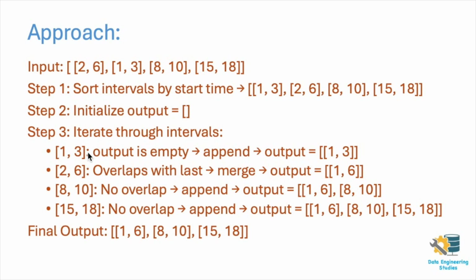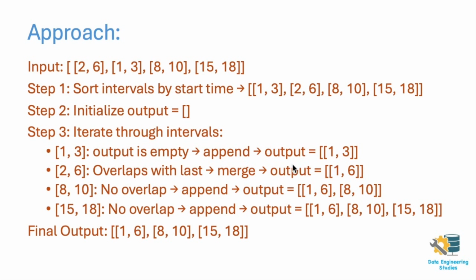The next step is we will iterate through the intervals. We will take the first interval, which is 1, 3. Initially, our output list is empty, so we will just append the list 1, 3 to our output. Our next interval is 2, 6. We will check 2, 6 with our output. If it is overlapping, we will do a merge. If it is not overlapping, we will do an append.